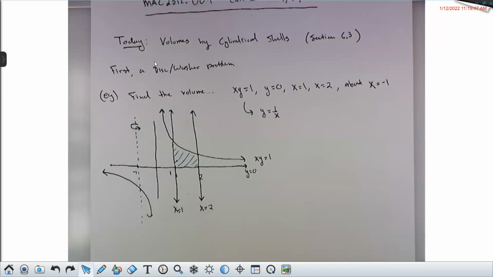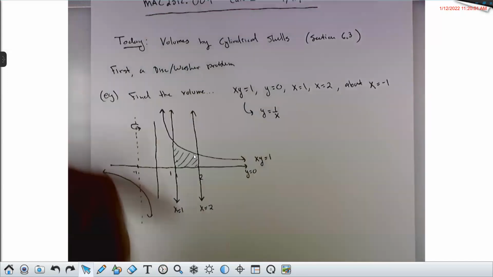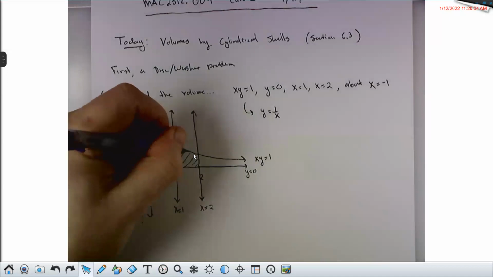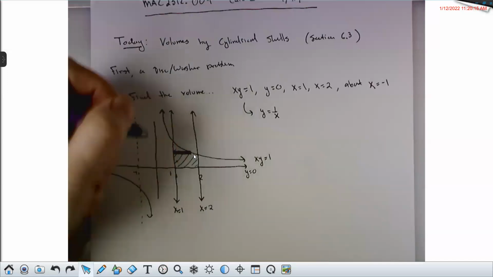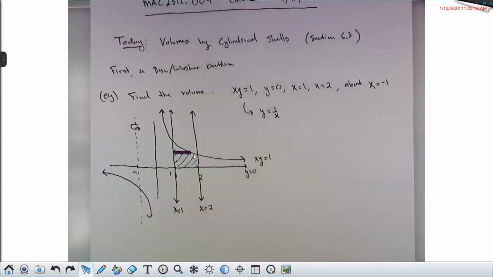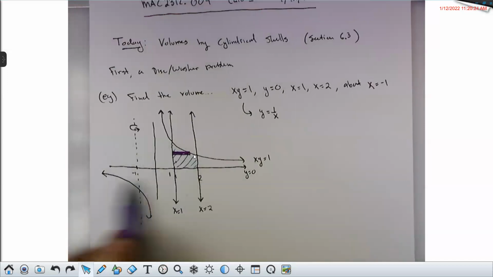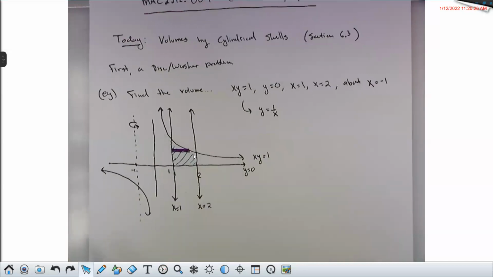We want to solve this using the dishwasher method. And remember, the big deal about the dishwasher method is that you come in here and you draw your strip perpendicular to the axis of rotation. So that's what we're going to do. I'm going to come in here to my region and draw a little differential thickness strip perpendicular to the axis of rotation. That is this strip. And hopefully you can see that if I rotate this strip about this axis, I will get a washer shape.